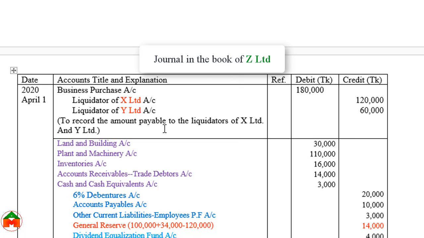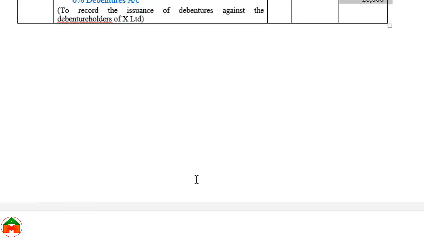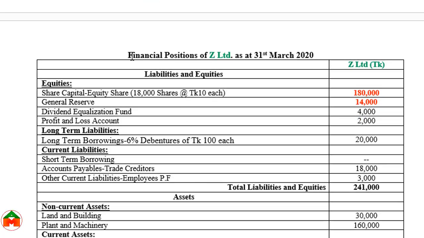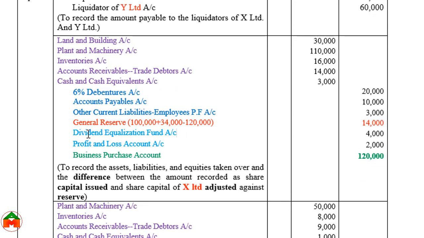This is a newly created company. So we have done all our journals. Now we are going to show how to prepare the financial position of Jet Company Limited. This is the newly created company. Here equity share 1,20,000. This is the total item 1,20,000 and 60,000. Total 1,80,000 is the equity capital. This is the reserve we have shown. We have shown it here in the book of Jet Limited.